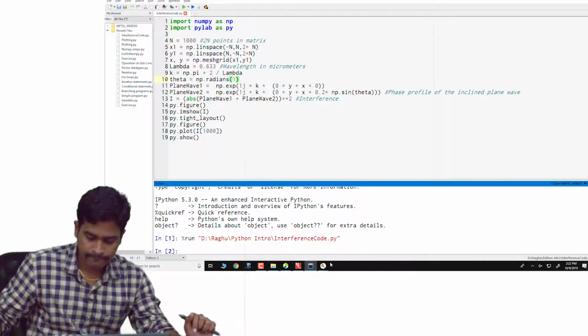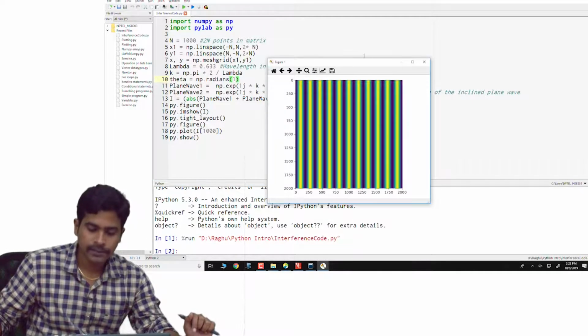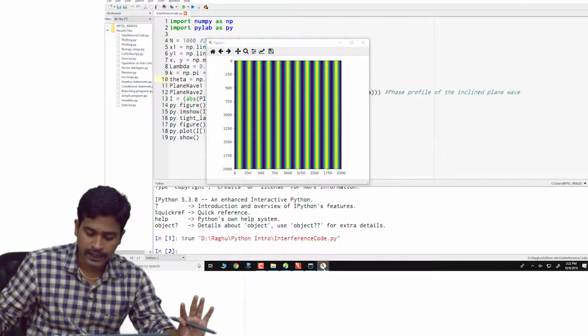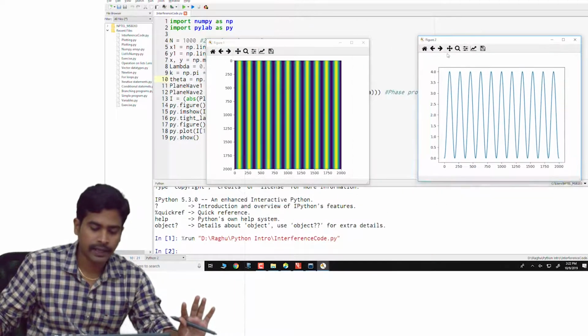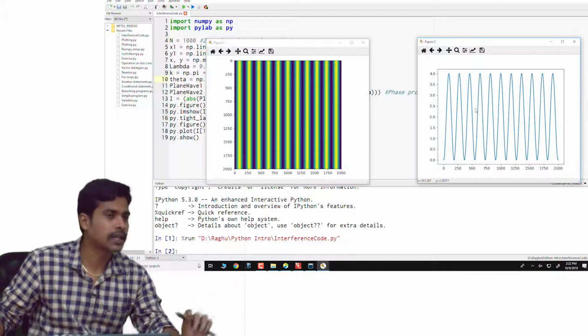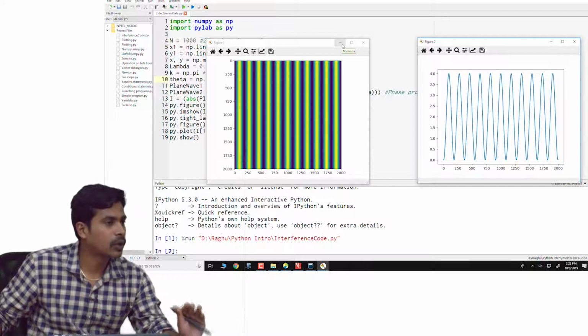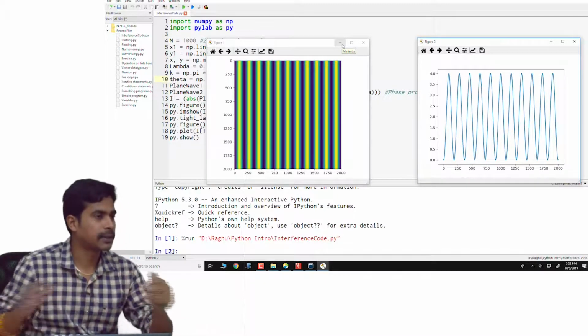So, we got two figures. The first figure is the actual interference pattern, and the second one is one of the rows I have taken from this figure and plotted to show the sinusoidal variation. This is for the case where the plane waves are going at 1 degree with respect to each other.